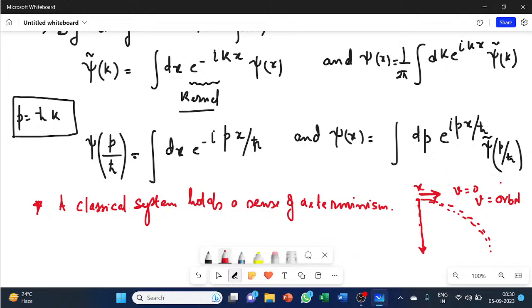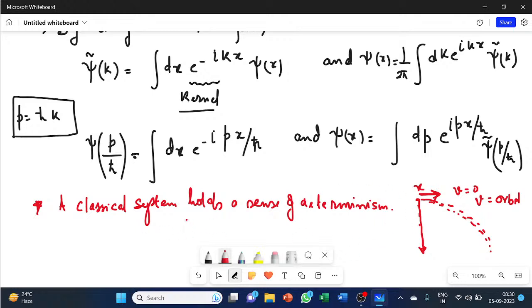And let's say if I give it an escape velocity, it is going to escape in a hyperbolic trajectory. It's never going to come back. The point I'm making here is that if you specify x and v, I can determine the fate of the particle at any instant of time. This is what we mean when we say that the classical system holds a sense of determinism.